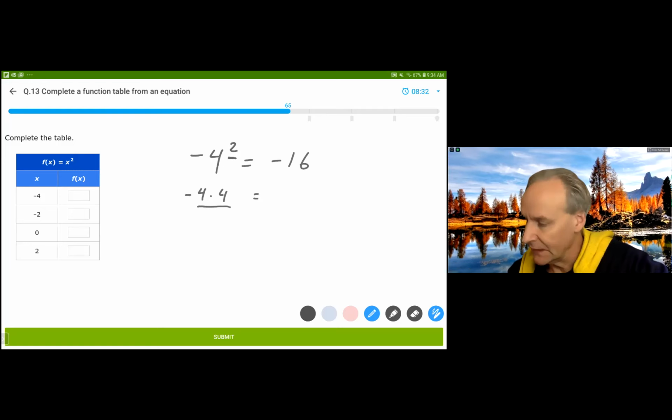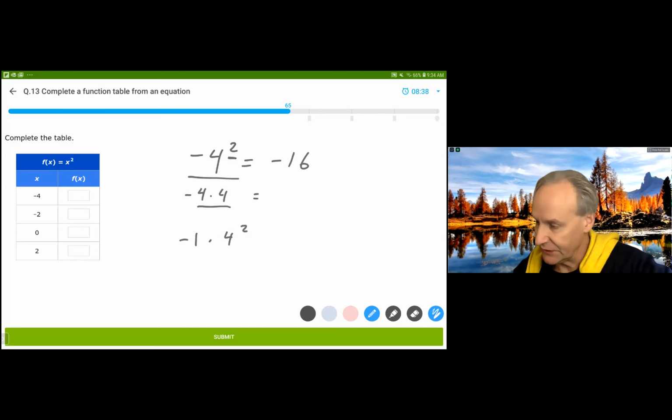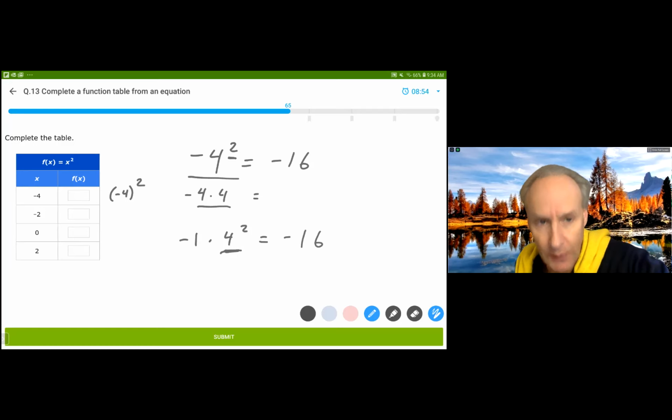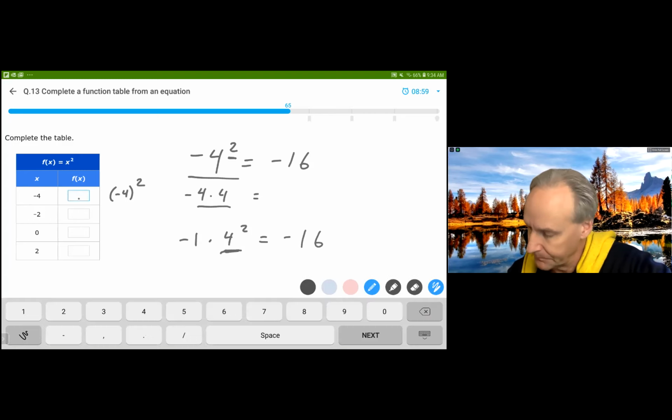Another way to think of this is that this expression is literally -1 times 4 squared, which of course is the 16. And then you put the -1 on and you get -16. But that's not what's happening here. You're supposed to substitute inside parentheses and square that and use your brain. -4 times -4 is +16. -2 times -2 is +4.